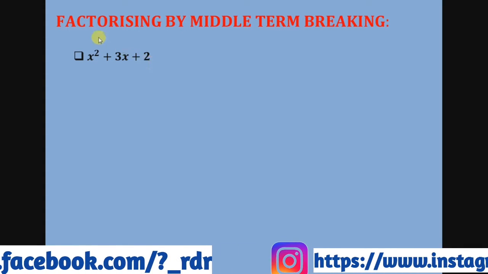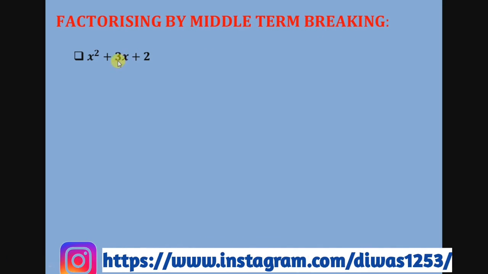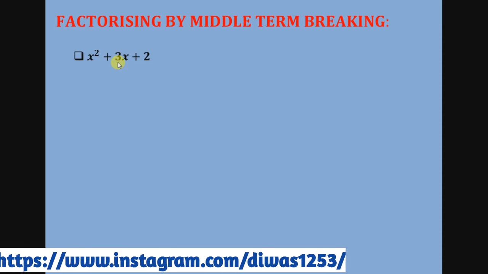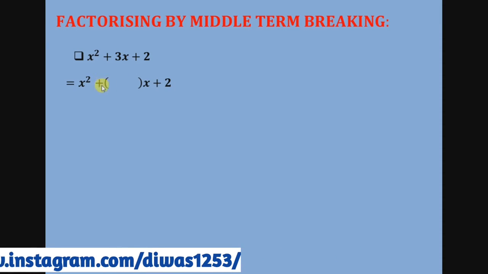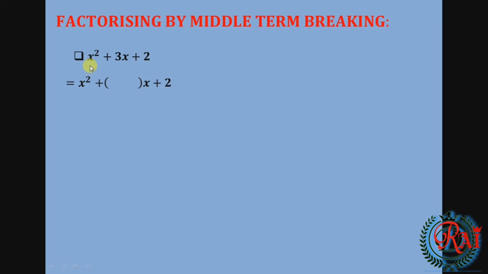Since we are doing factorization by middle term breaking, we will not write 3. Instead of 3, I will write a bracket, and the rest of the terms we will write as it is. x square plus, instead of 3, I'll put a bracket, then x plus 2. Now whatever sign I have on the right hand side, I will put that sign inside the bracket.